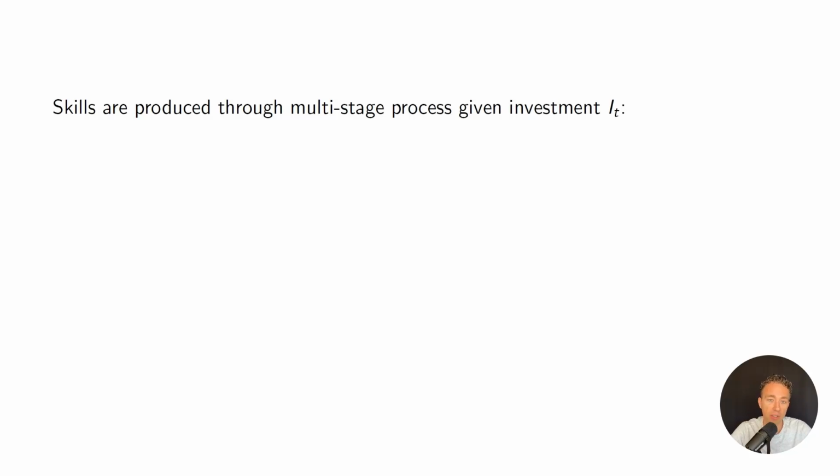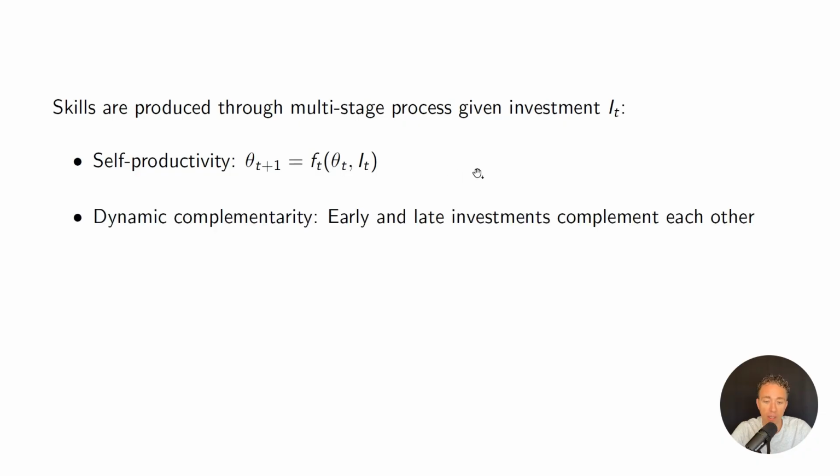So parents invest time in kids. Those kids develop these skills over time. So the factor in the next period is a function of the initial period factor and the initial period investment. So there's a dynamic process. And because there's this dynamic process, there's going to be a complementarity between making investments early and making investments later. So in particular, it's not the case that these investments are substitutable.